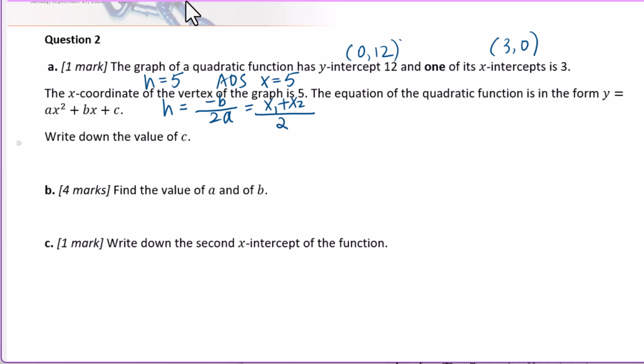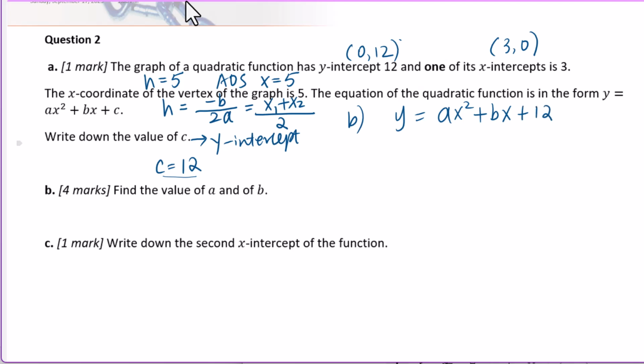The equation for the quadratic function is in the form y equals ax squared plus bx plus c. Write down the value of c. We know in a polynomial function, the constant number is the y-intercept. So c equals 12. B, find the value of a and of b. Since we already figured out c, we can write y equals ax squared plus bx plus 12.